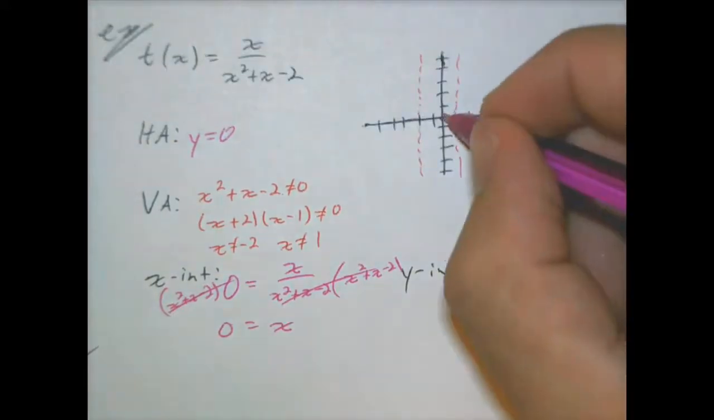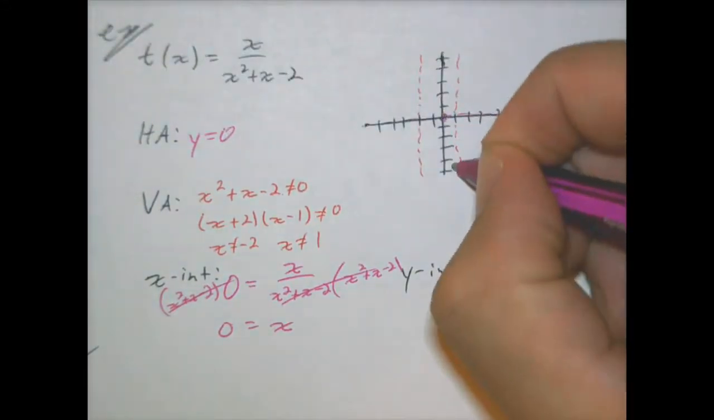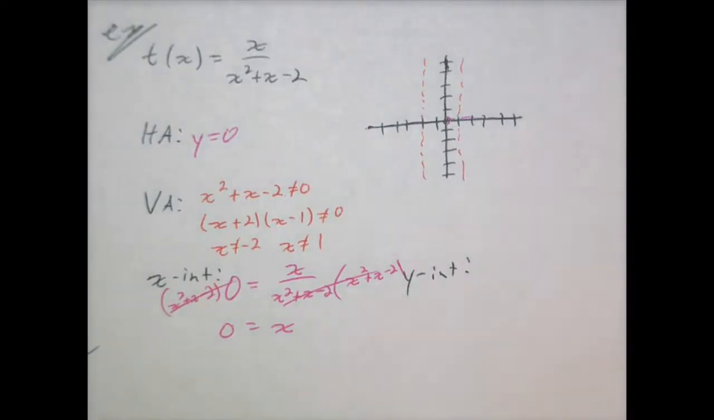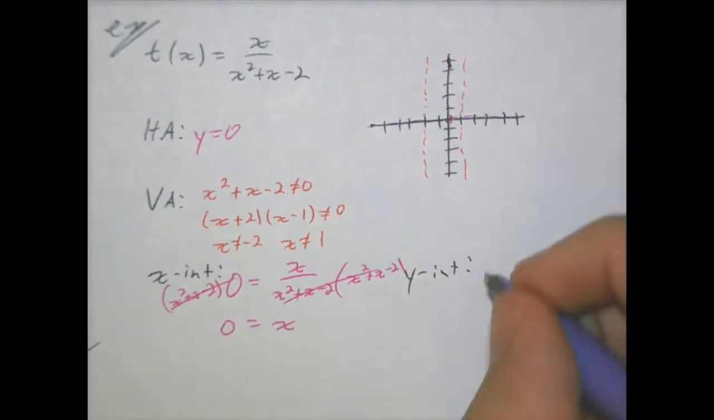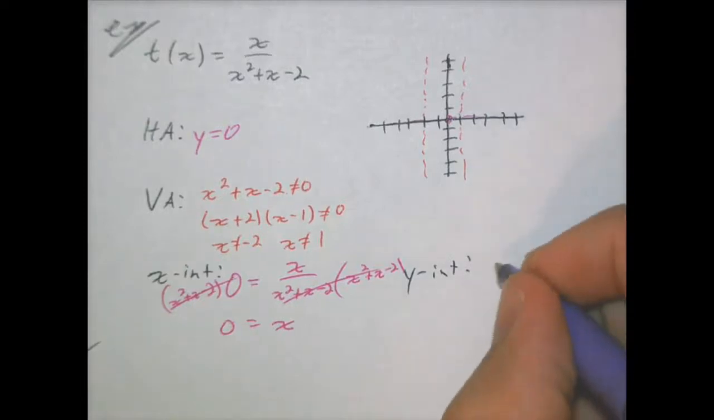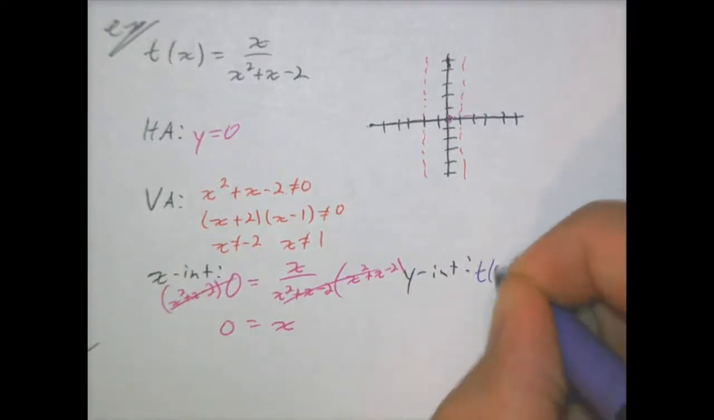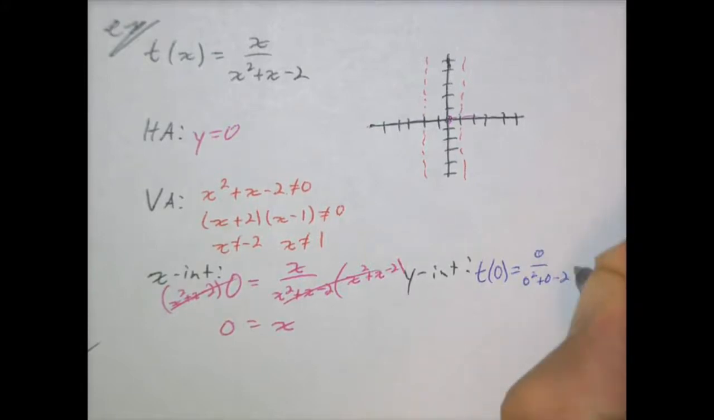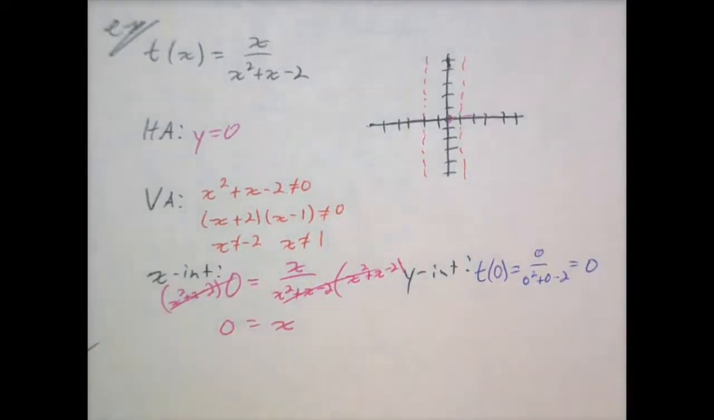But I don't know if this is going to go up this direction or down this direction, so I'm going to have to pick some points. But let's go ahead and do our y-intercept, get that out of the way. If I substitute in 0 for all of my x's, I have t of 0 equals 0 over 0 squared plus 0 minus 2, which is 0, because 0 divided by anything is just 0. Just remember, you cannot divide by 0. Do not divide by 0.